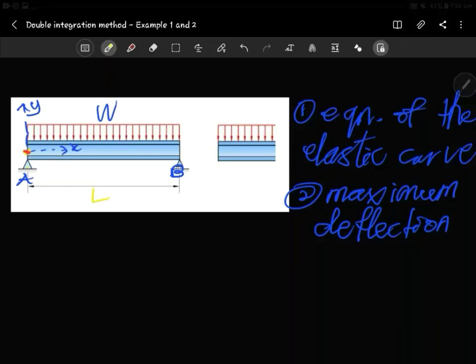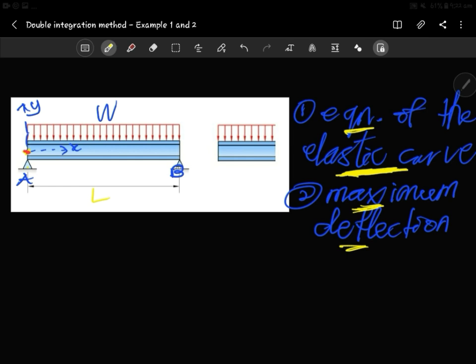All right. So in this particular example, our aim is to find the equation of the elastic curve and the maximum deflection. We know what we should do to find the equation of the elastic curve. Here is the problem: the example we did initially was to find the deflection at A or B, but here it says maximum deflection. Here is when the process comes in.